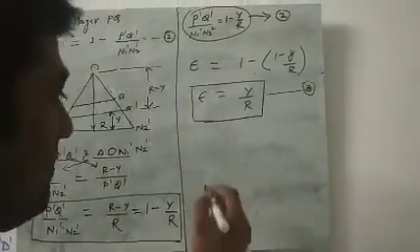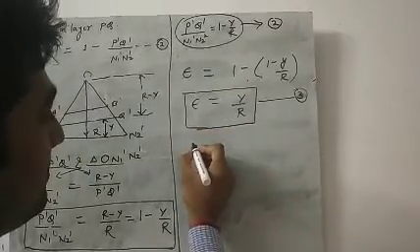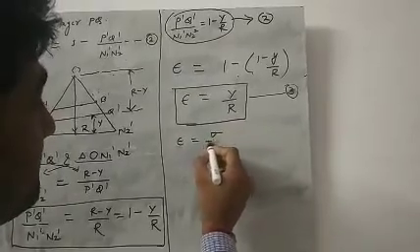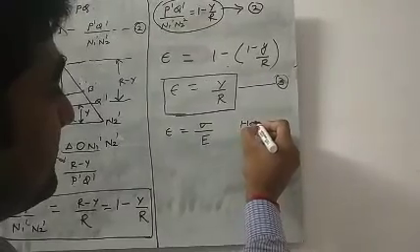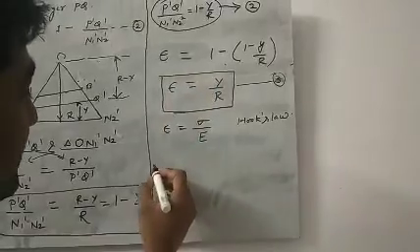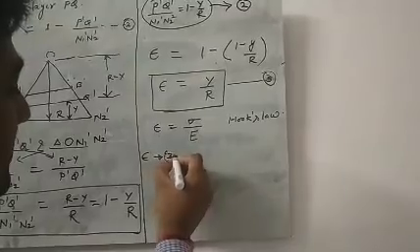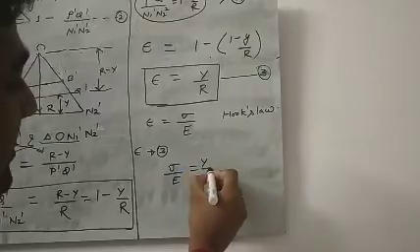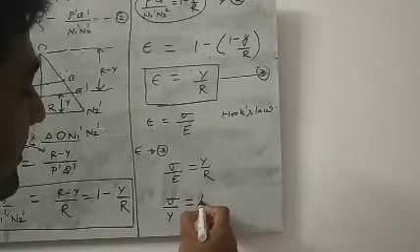Now, from Hooke's law, we know that epsilon is equal to normal stress upon Young's modulus E. Put this value into equation 3. Then sigma upon E is equal to Y upon R, or we can write sigma upon Y is equal to E upon R.